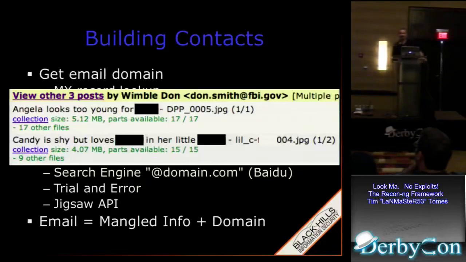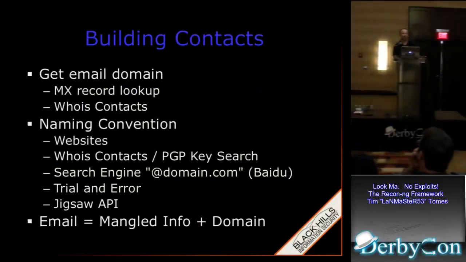This Don Smith at FBI.gov is one of two things. He's a criminal with serious problems, or he's the worst undercover agent ever. All right? The worst. But Baidu found this, so it's kind of neat. It's another resource you can go and find that information. You can just use trial and error, right? You can just try to guess it, send some phishing attacks, and see if it lands, right? If you get errors back from the mail server, then you know they're not legit. And then finally, we can use the Jigsaw API.